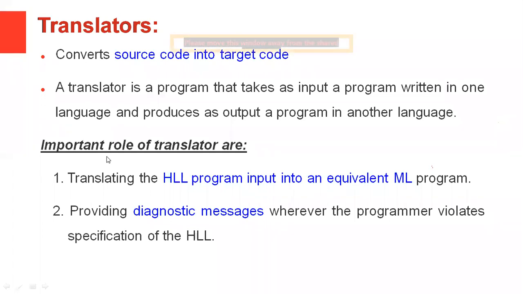So what are the important roles of a translator? Here, translating the high level language program input into an equivalent machine level program. So the important role is, a translator takes a high level language program as input and converts it into an equivalent machine level program. That is the translating, the first role of a translator.